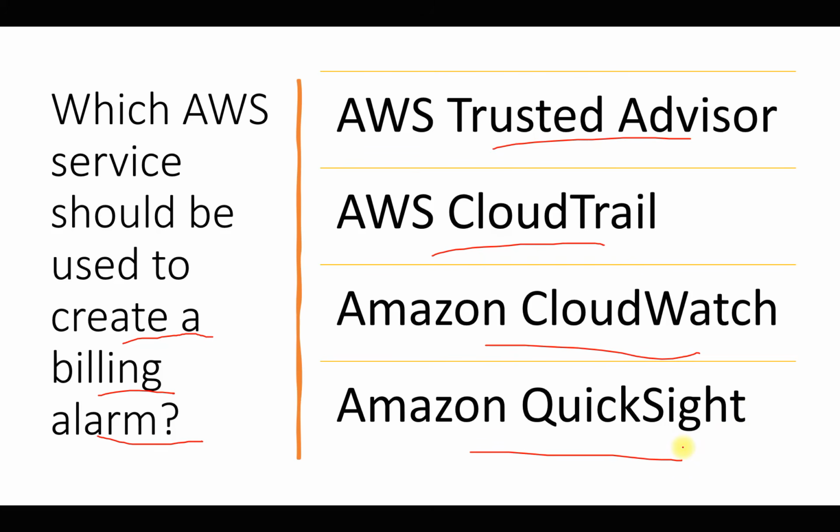The last service we have is Amazon QuickSight. Amazon QuickSight is a cloud powered BI service, business intelligence service, that makes it easy to deliver insights to everyone in our organization. So it's mainly for representation purposes, so it's not correct. The Trusted Advisor service is also not correct. CloudTrail is not correct because it just logs API activities.